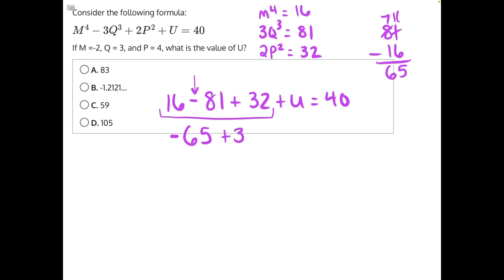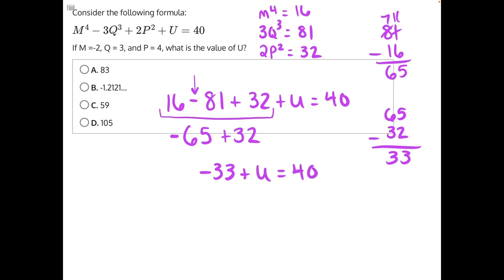Now we need to add 32 to that, and adding a negative is the same as subtracting a positive. So we're going to do another subtraction problem over here. 5 minus 2 is 3. 6 minus 3 is 3. So we will have, and again, bigger number carries the sign. Bigger number here is 65. So this is a negative 33 plus u is equal to 40.